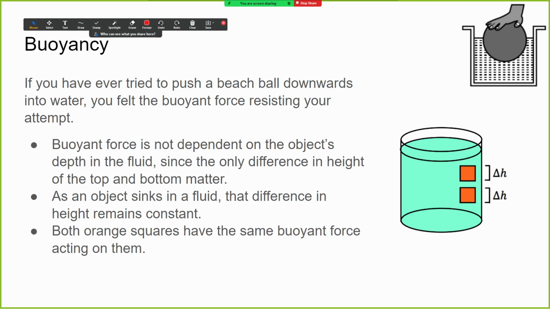Keep that in mind. As an object sinks, that difference in height is going to remain constant because we don't care about the numerical value of the depth, right? We only care about that difference in height. So both of the orange squares, whatever point they're at, have the same buoyant force acting on them because once again, the delta H is just the height of the object in this scenario. And so that delta H is not changing because the object is not changing. So that difference in height will not change even though the pressure at that depth will change, but we won't start talking about that just yet.